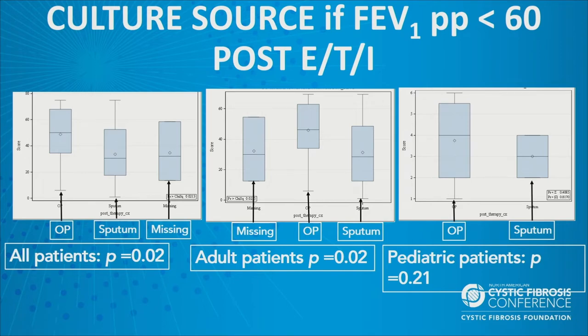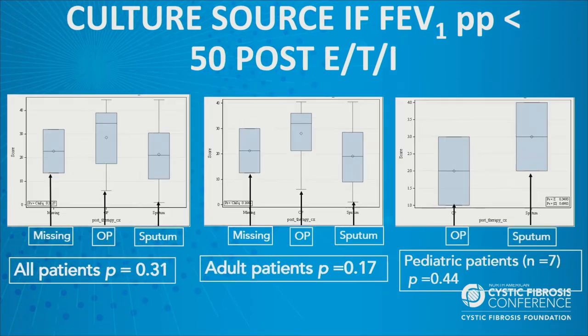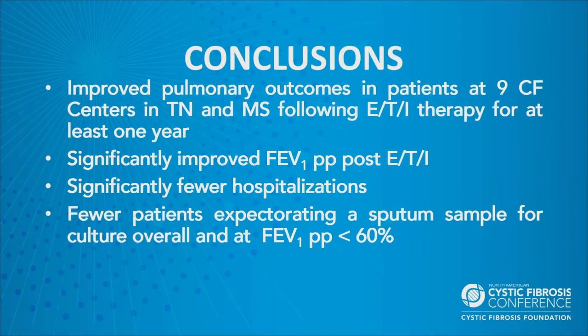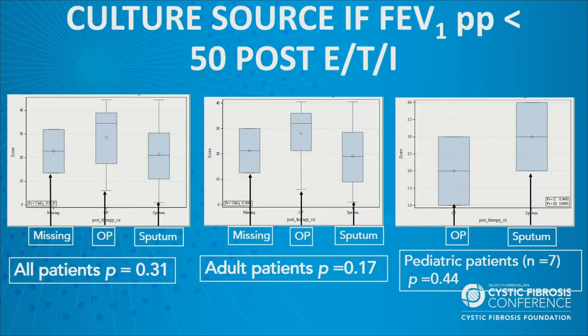So we did this analysis again, looking at lung functions with an FEV1 percentage predicted less than 50. Looking at all the patients, again, there were missing data. Now we see that cultures were as likely to be from sputum as from an oropharyngeal swab for the entire data set and for the adult data set, both of which had missing data. On the pediatric side, again, this was equally likely to be sputum as an oropharyngeal swab. But of note, in the pediatric subset, there were only 7 patients.